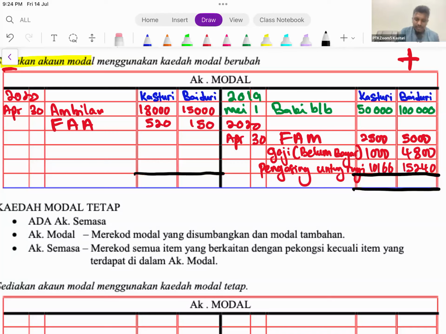Okay, even though you do the capital and current accounts together in one set, side by side there, whenever you balance up, we balance up separately. Separately means you look at the capital debit side and capital credit side, which is bigger? I think credit is bigger. So 50,000 plus 2,500 plus 1,000 plus 10166, I get 63,666.